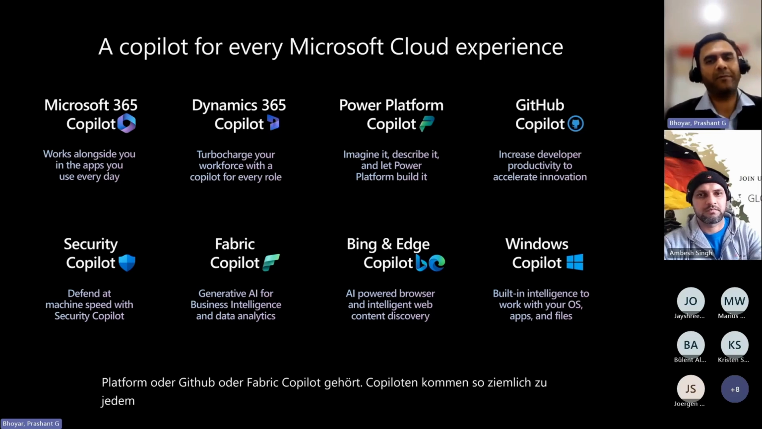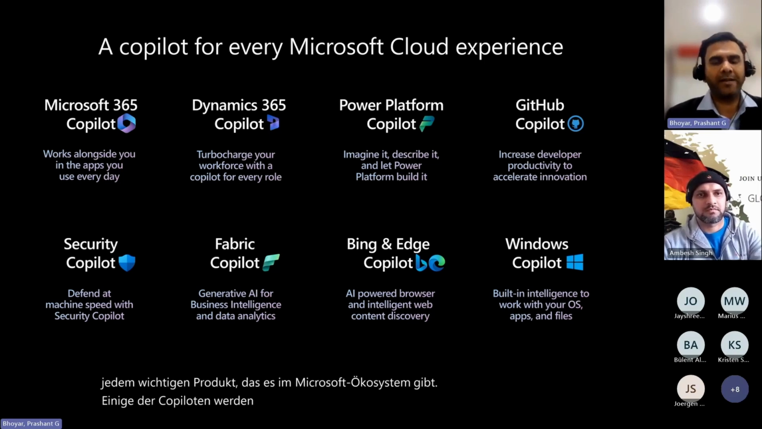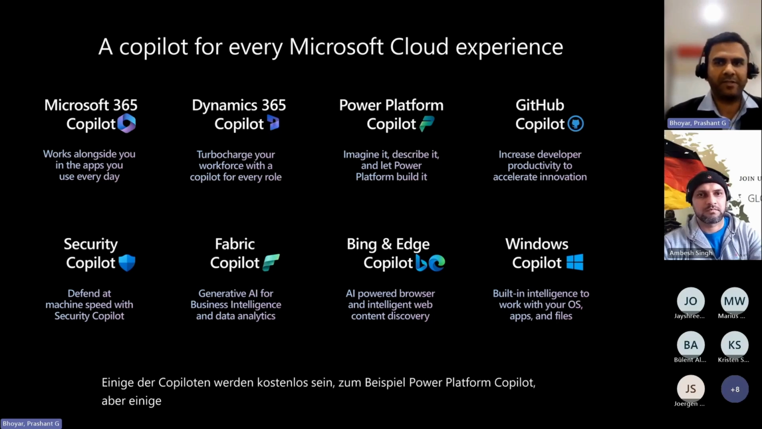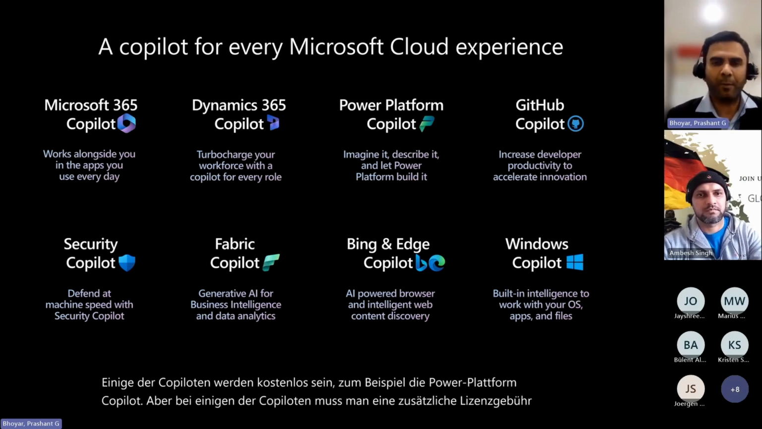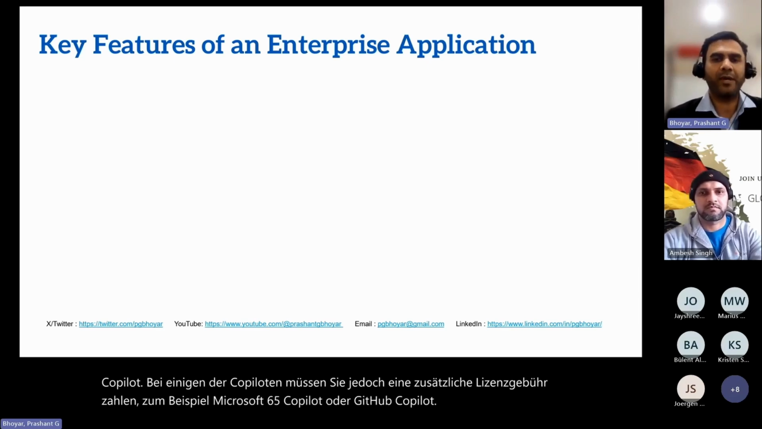Some of the copilots will be free, for example, Power Platform Copilot, but for some of the copilots you have to pay an additional licensing fee, for example, Microsoft 365 Copilot or GitHub Copilot. Now, let's say you had to build your own custom copilot for your in-house business process, and you're working for an enterprise, then any enterprise application should have the following key features.